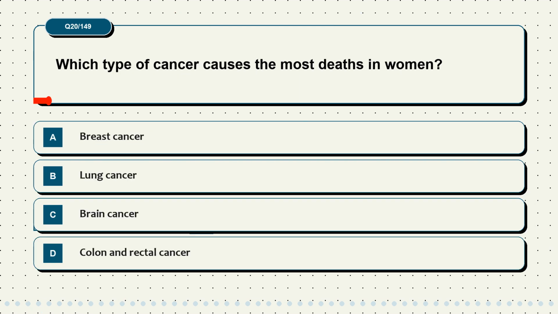Question 20. Which type of cancer causes the most deaths in women? Here are the options. Option A, breast cancer. Option B, lung cancer. Option C, brain cancer. Option D, colon and rectal cancer.